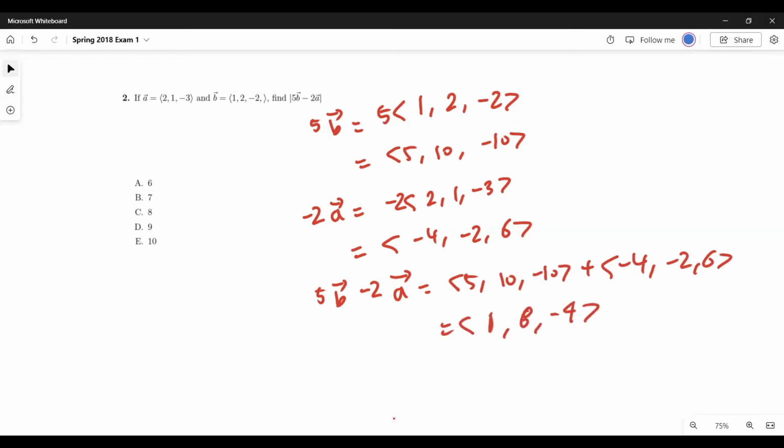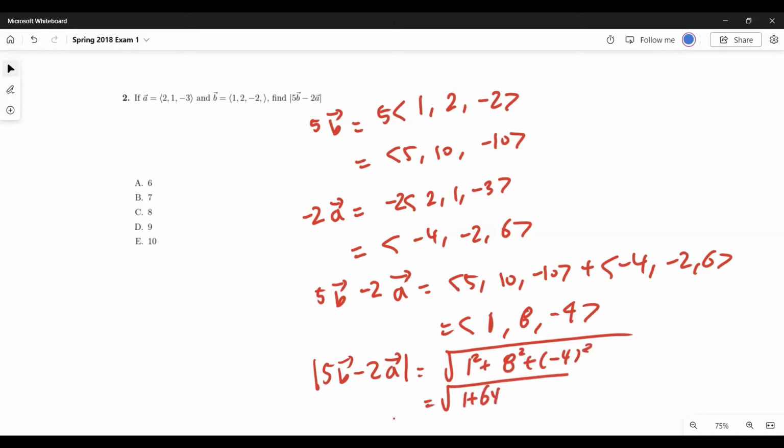And if you want to find the absolute value, or magnitude, it's the square root of the squares of each component. So this becomes 1 plus 64 plus 16. This is the square root of 81, and that's equal to 9. So the answer for this question is D.